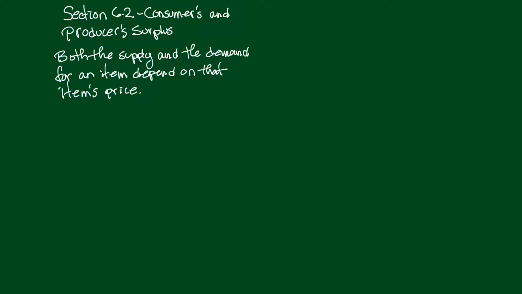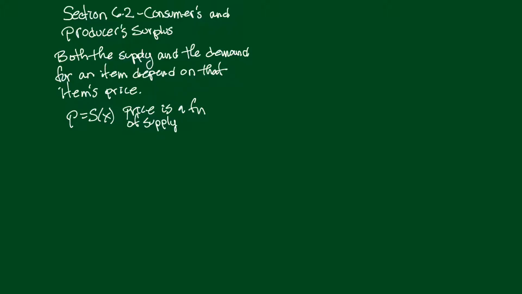In this section, we're going to talk about consumers and producers surplus, and we're going to agree on something here. And this will probably make sense. We're going to say that both the supply of some item and the demand for that item depend on the price of that item. So let's do this. Let P be S of X, where price is a function, Fn for function, of supply.